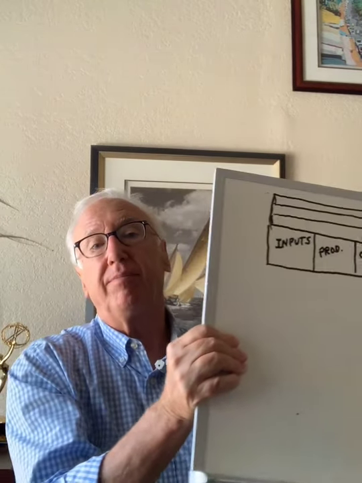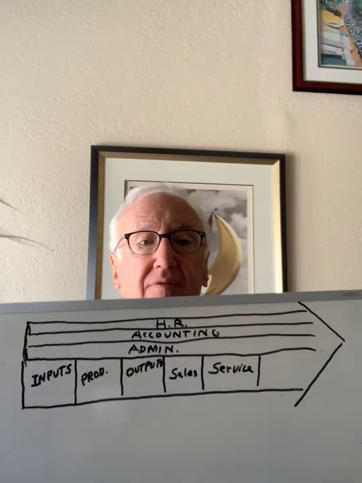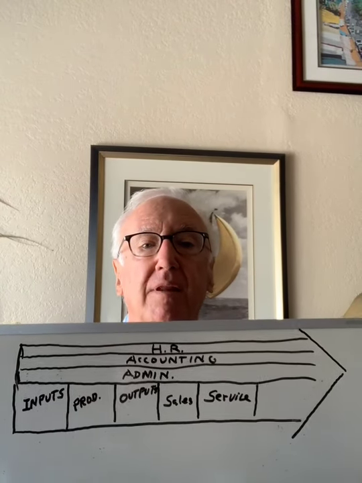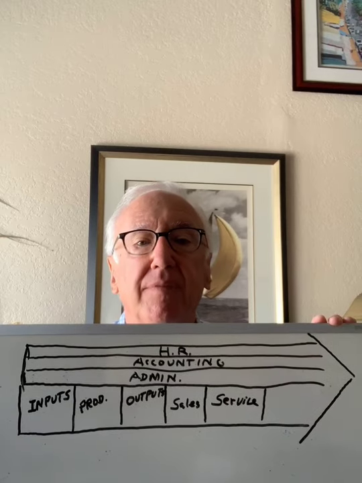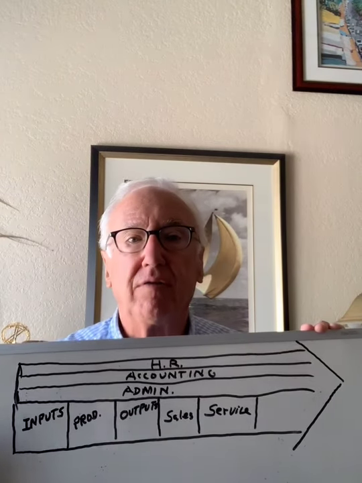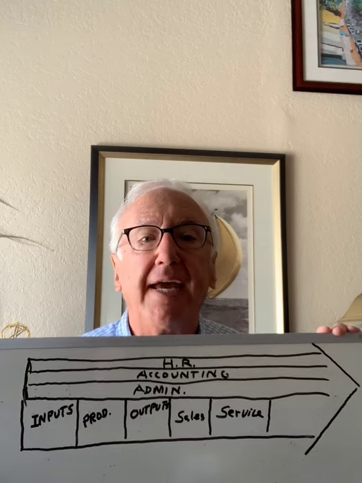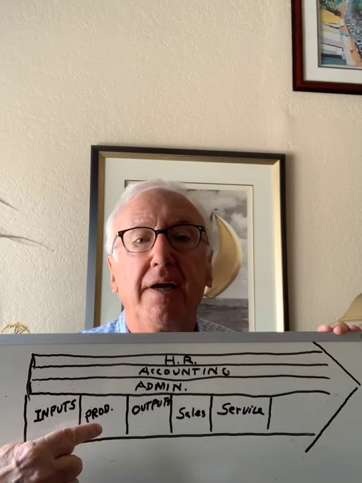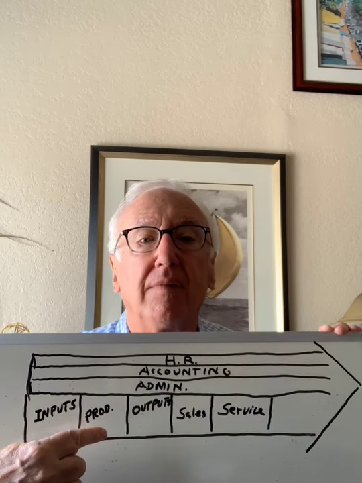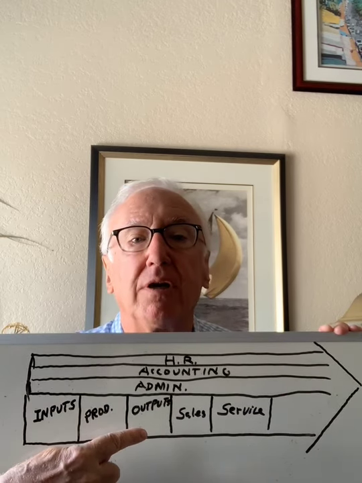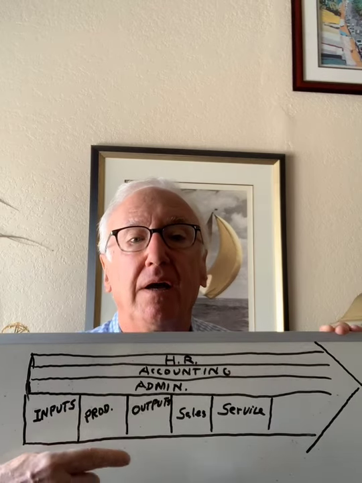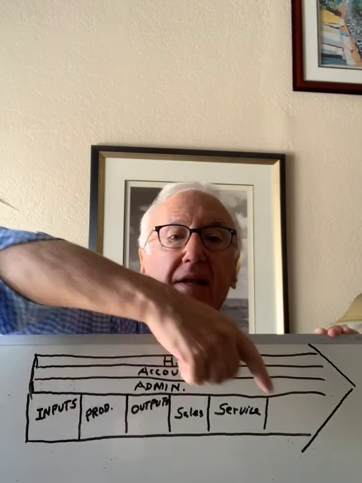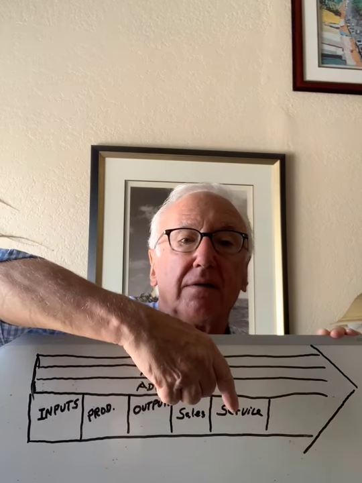Okay? So for those of you that may not have seen the value chain yet, you should have, but if you didn't, this is our value chain. Okay? The big arrow. Over to the right here, we have inputs. The very next thing we have is production or manufacturing. Then we have outputs. Then we have sales. And finally, down here at this end, we have service.